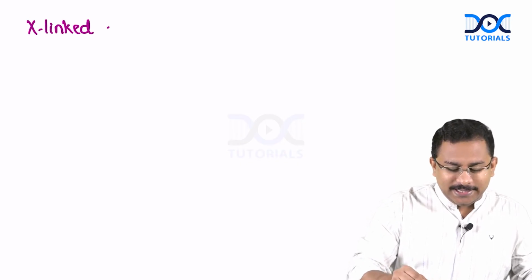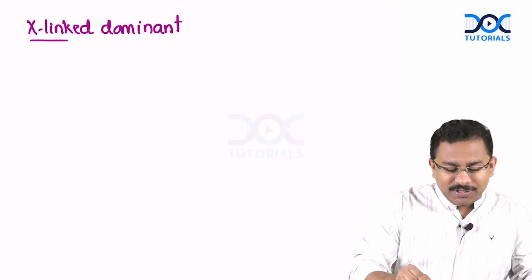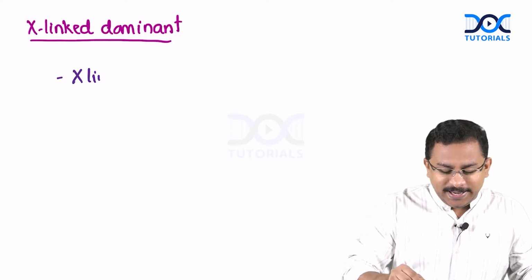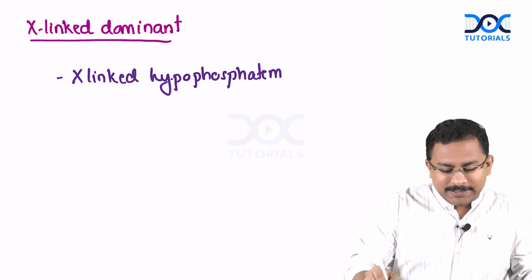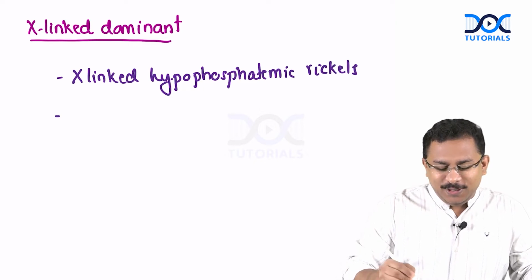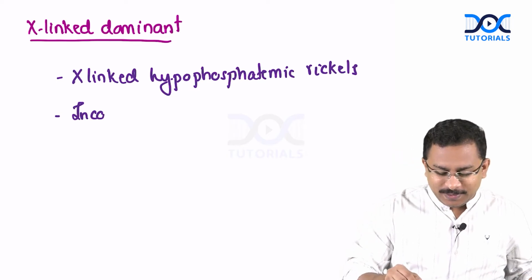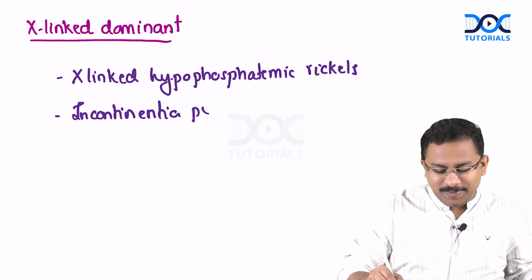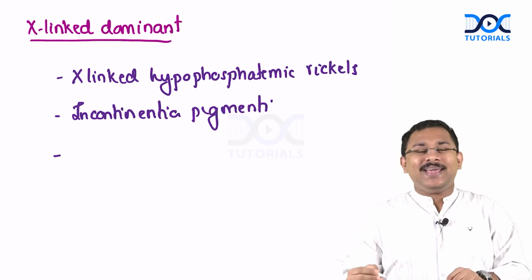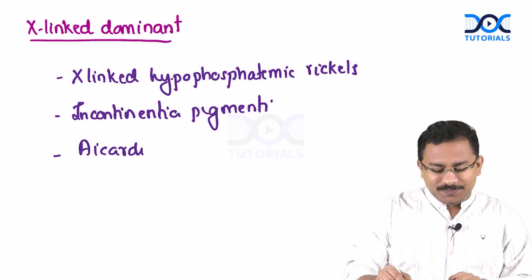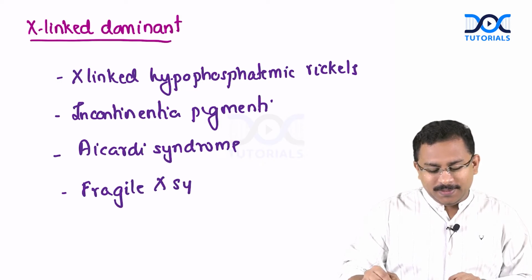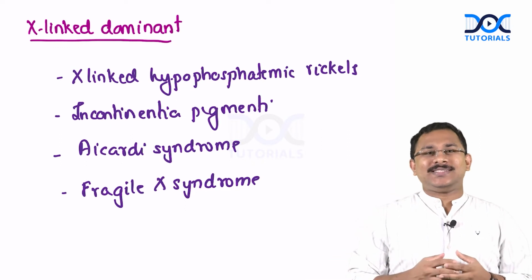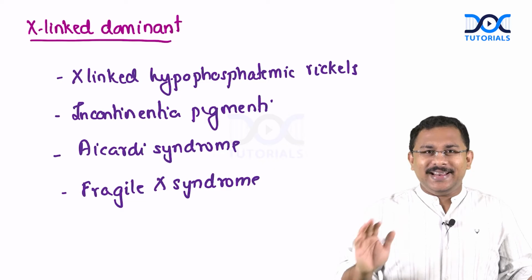Let's quickly list down what are the other X-linked dominant disorders in addition to Rett syndrome. So you have got the X-linked hypophosphatemic rickets, then you have incontinentia pigmenti, then Aicardi syndrome, and fragile X syndrome. So these are some of the X-linked dominant disorders which may be asked. So also just keep this in mind in addition to Rett syndrome.